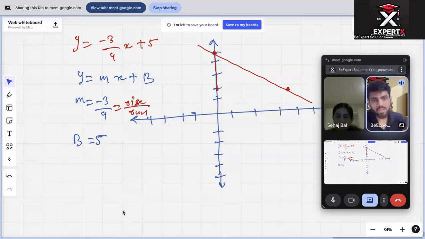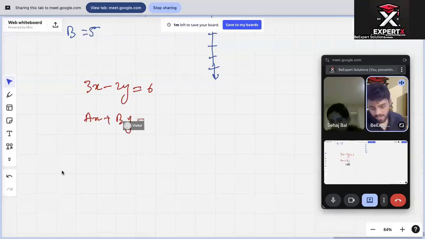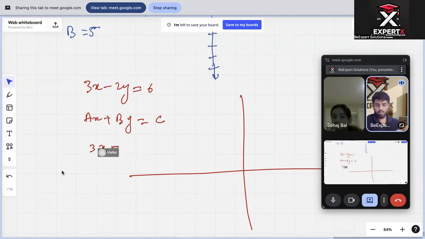Let's say you have 3x minus 2y equals 6. Okay. Now this is given to you in standard form, which is ax plus by equals c, Sehaj. Now in that case, how will you draw it? So you have again the graph here. In this graph, first figure out your intercepts. According to the equation, if you put y as 0, because you have to find the x-intercept, then 3x minus 2 times 0 equals 6.